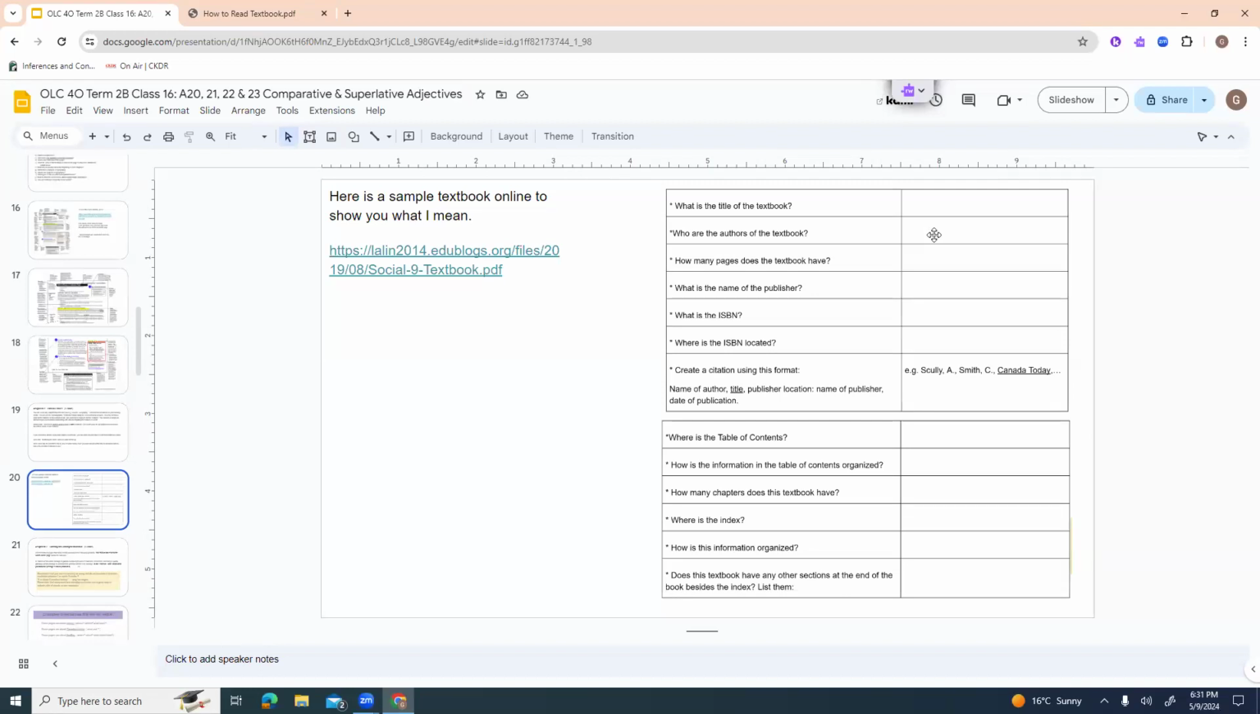Every single book has its own specific number. It used to be a 10-digit number. Now it's a 13-digit number. And it is usually on the back. It might also be on your cover page. So where is it located on your book? Take a look and see.